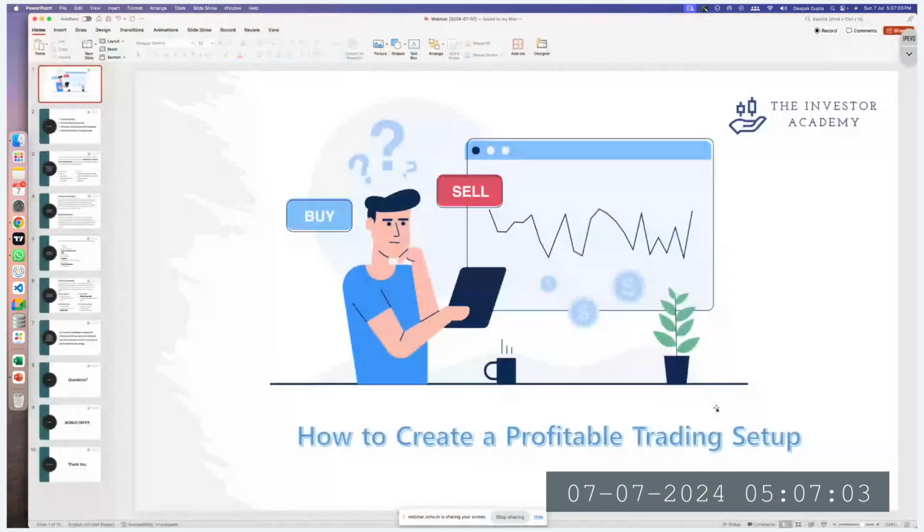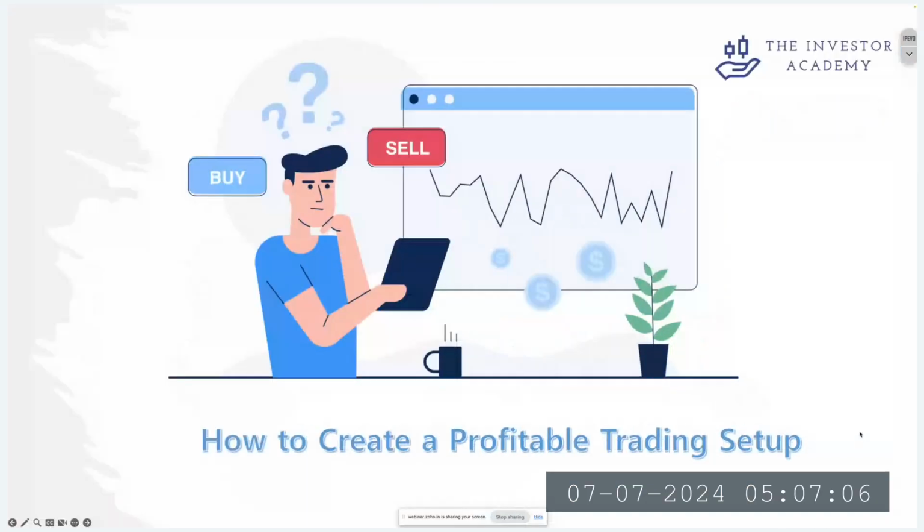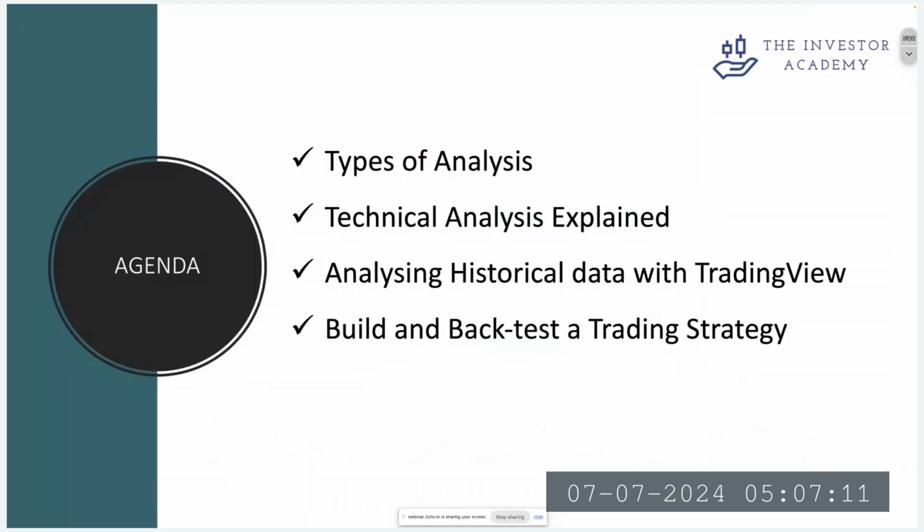So basically, the agenda for today's webinar is to look at the different kinds of analysis we can do in the market. We will specifically focus on what technical analysis is, and we'll try to do some technical analysis using Trading View on the historical data for any asset. We'll try to define a strategy on the basis of which we can do trading, and we'll do a back testing as well, wherein we will see how profitable that strategy is over a period of time.